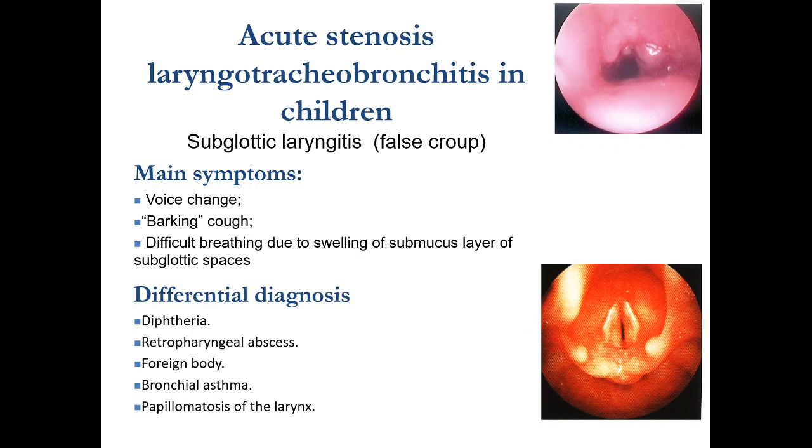Acute stenosis, laryngotracheobronchitis in children, subglottic laryngitis, false croup. Main symptoms: voice change, barking cough, difficult breathing due to swelling of the submucosal layer of subglottic space. Differential diagnosis: diphtheria, retropharyngeal abscess, foreign body, bronchial asthma, papillomatosis of the larynx.